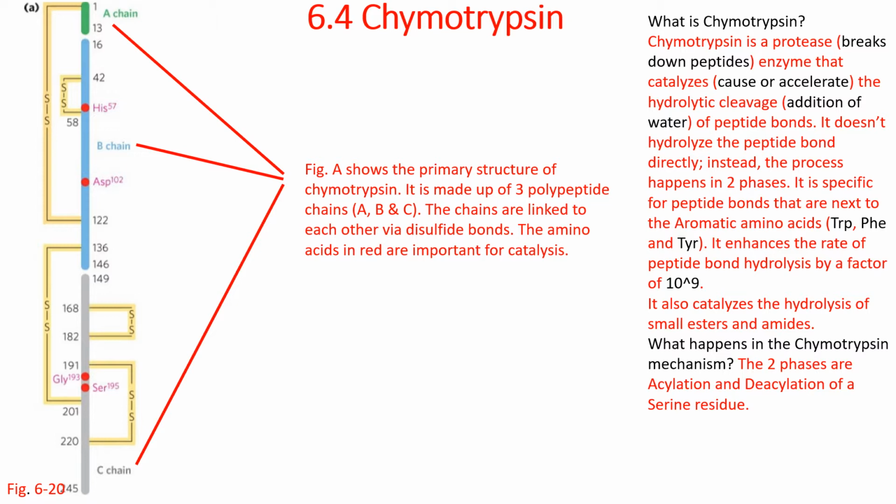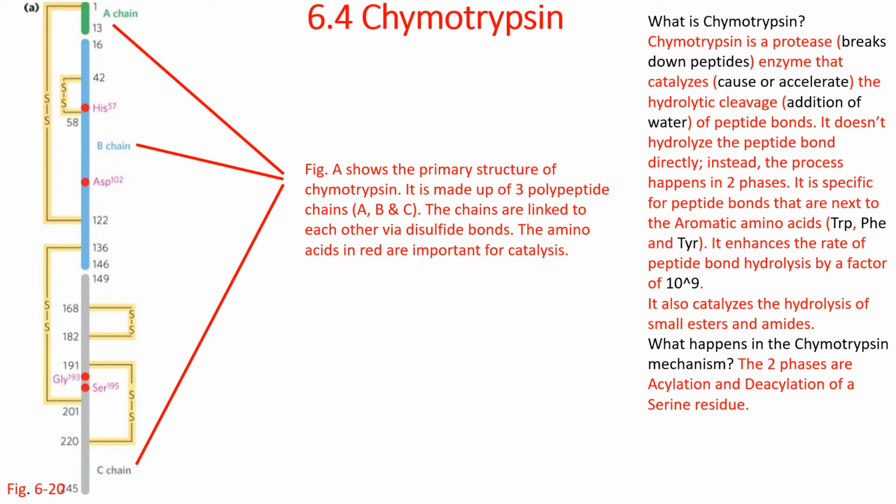So what is chymotrypsin? Chymotrypsin is a protease enzyme that catalyzes the hydrolytic cleavage of peptide bonds. It doesn't hydrolyze the peptide bond directly. Instead, the process happens in two phases. It is specific for peptide bonds that are next to the aromatic amino acids, tryptophan, phenylalanine, and tyrosine. It enhances the rate of peptide bond hydrolysis by a factor of 10 to the 9th. It also catalyzes the hydrolysis of small esters and amides.